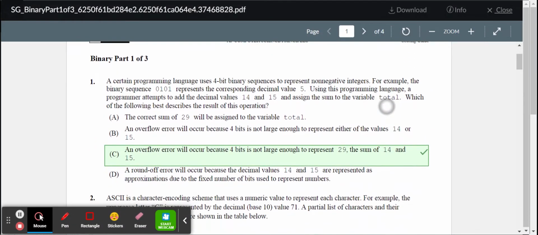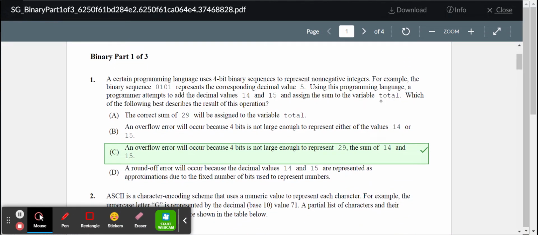Hello, here we go. I'm just going to go over why these answers are right versus why they're not.